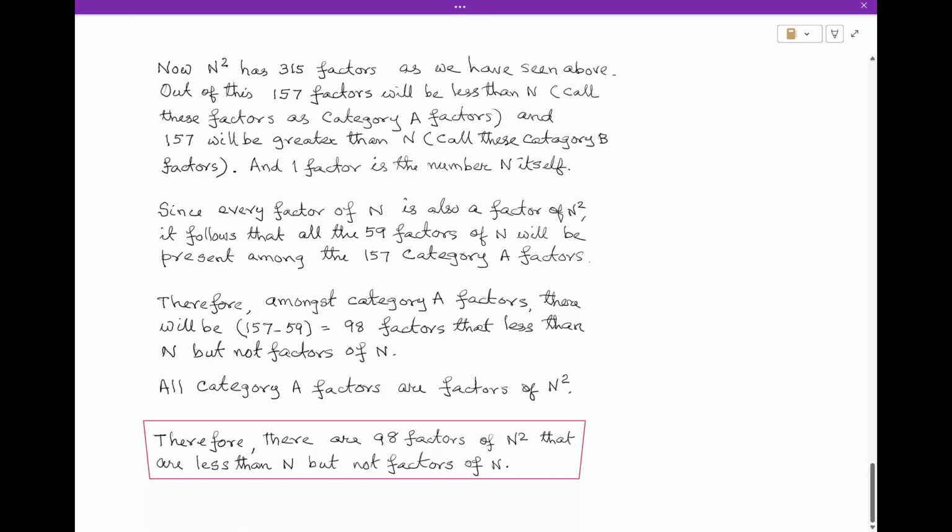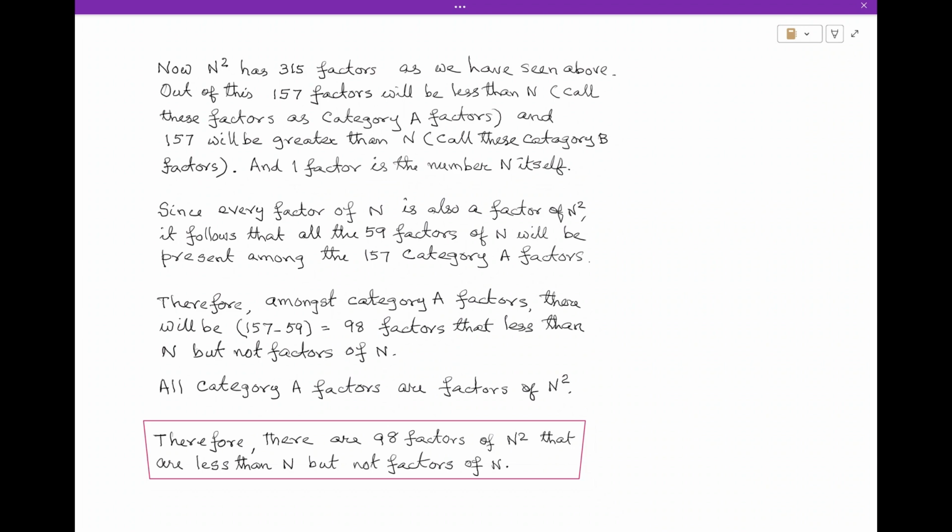Now, n square has 315 factors as we have seen above. Out of this, 157 factors will be less than n. Call these factors category A factors, and 157 will be greater than n. Call these the category B factors, and one factor is the number n itself, so that 157 plus 157 plus 1 is equal to 315.